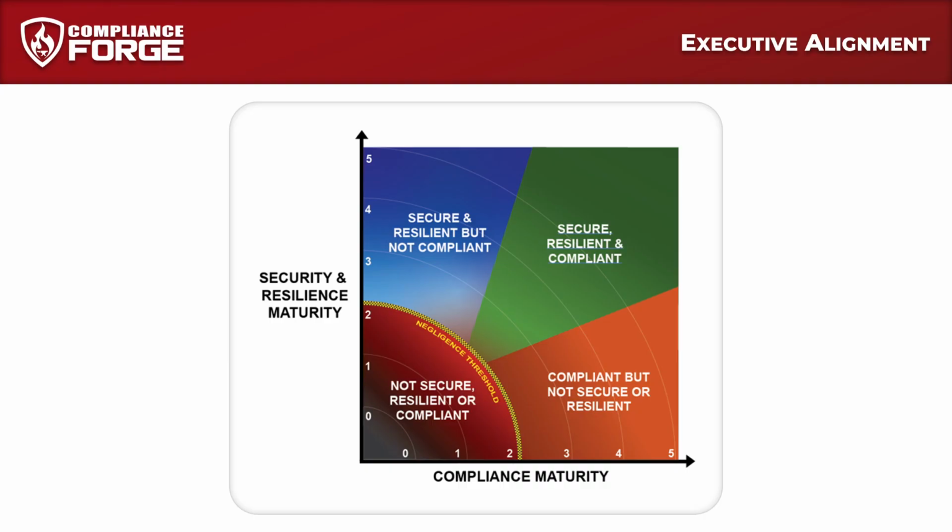CISOs need to communicate in language that executives understand, including the real-world concept of negligence, which can be exposed during external scrutiny, such as class action lawsuits, regulator reviews, or insurer evaluations. When you look at these 4 options, which quadrant do you want to be in? Even more important, which quadrant can you prove you are in?